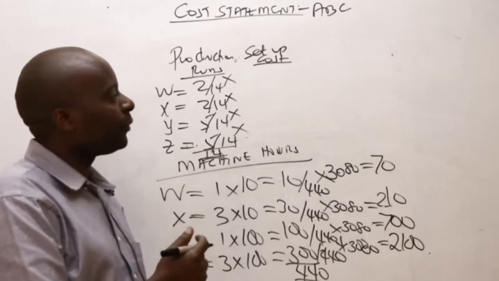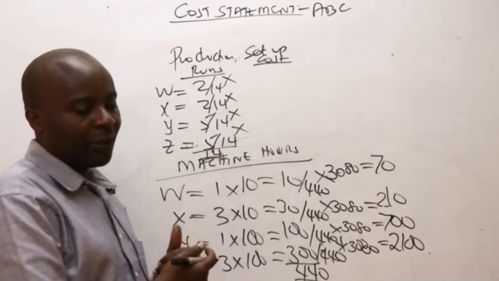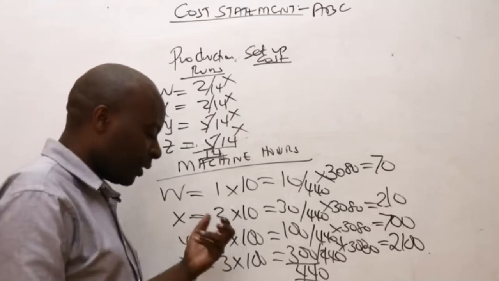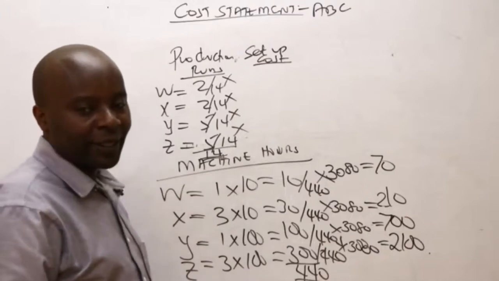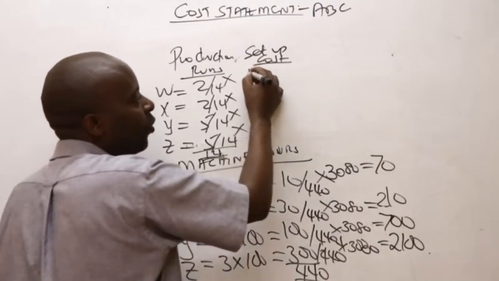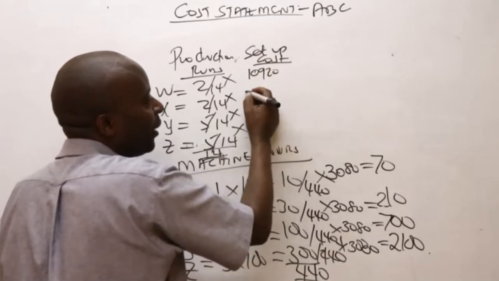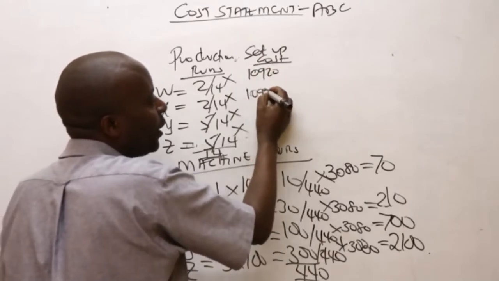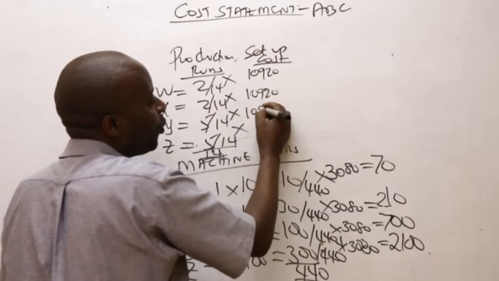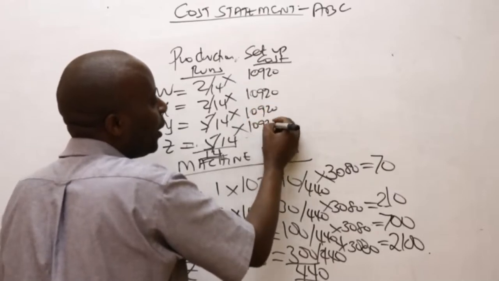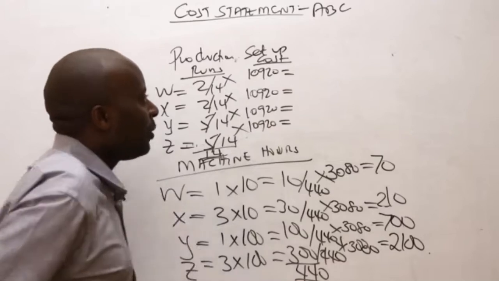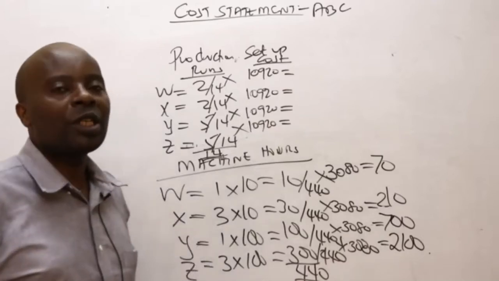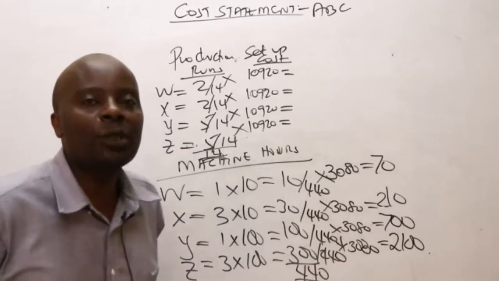Setup cost. Are you able to see that figure? Someone read for us the total setup cost figure. 109.20. So times 1, 10, 9, 20. Kindly give us the total setup cost for each product.